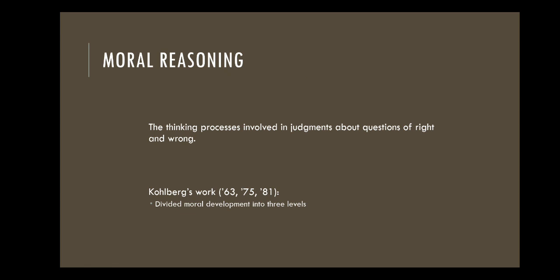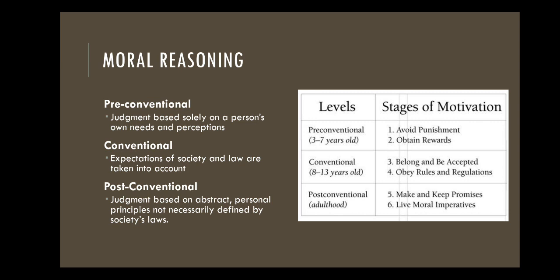About moral reasoning. I think this one is related to Kohlberg's theory. Moral reasoning, according to Kohlberg, is the thinking process involved in judgments about questions of right and wrong. The thinking process. So, moral reasoning, according to Kohlberg, has 6 stages.